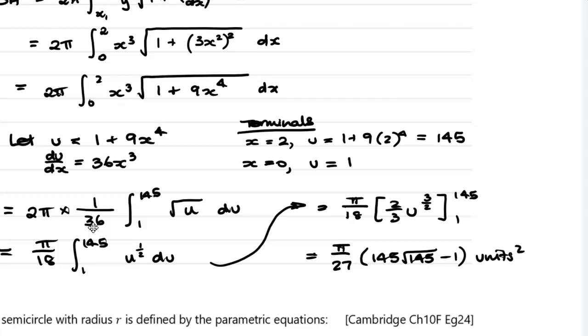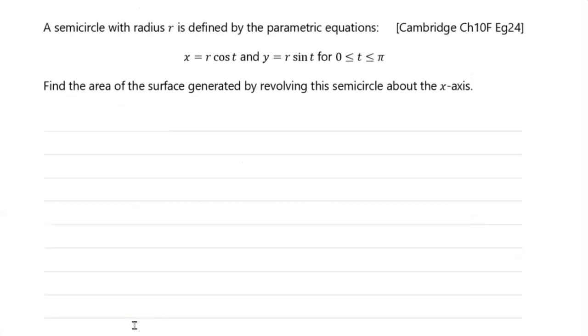Let's now look at the next question. Okay, here we have a semicircle. We're told its radius, and we're defining it with these parametric equations. X is r cos t, y is r sin t, and we know t is in between 0 and pi. We want to find the area of the surface, aka surface area, generated by revolving this semicircle about the x-axis.